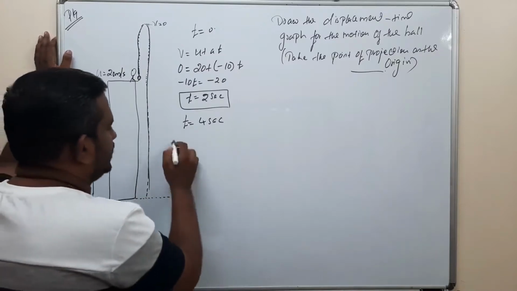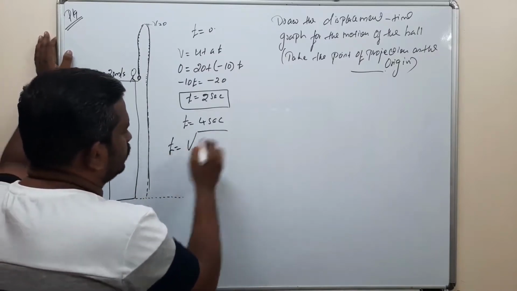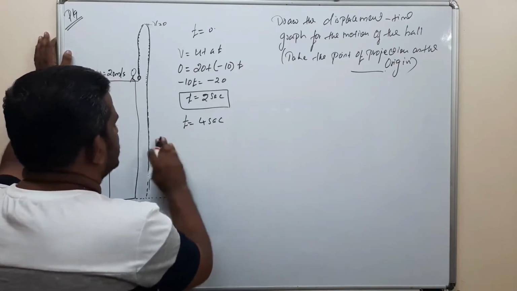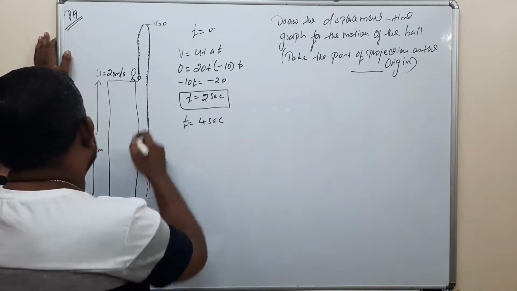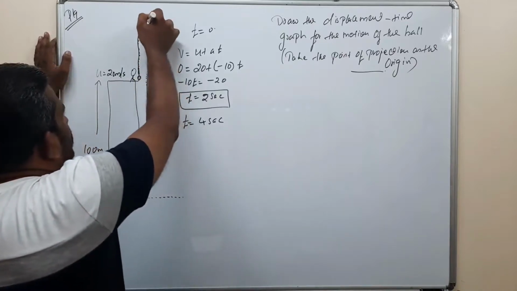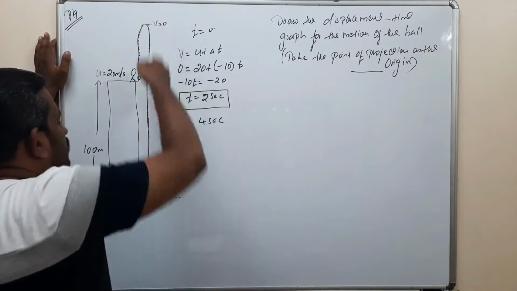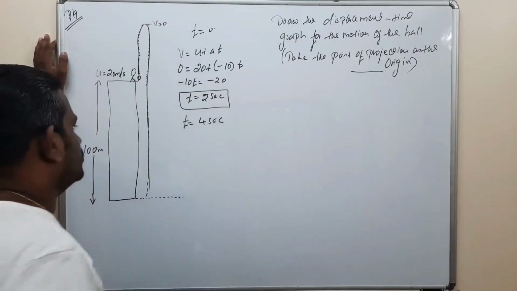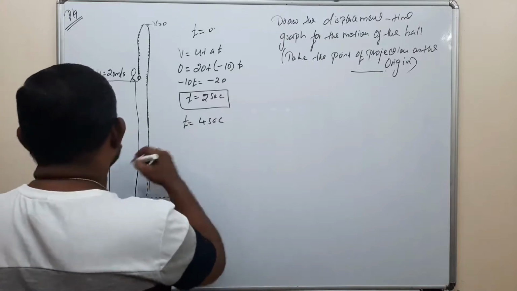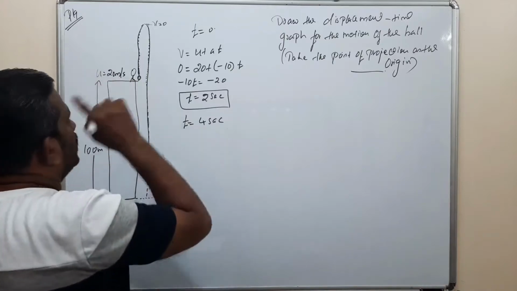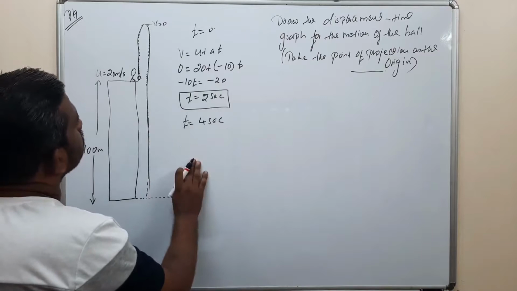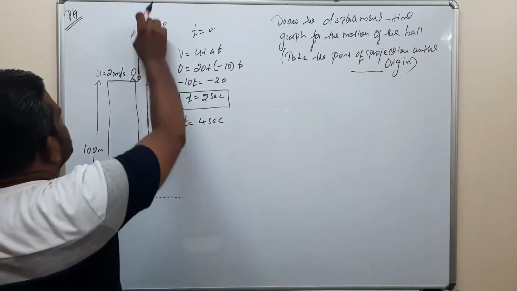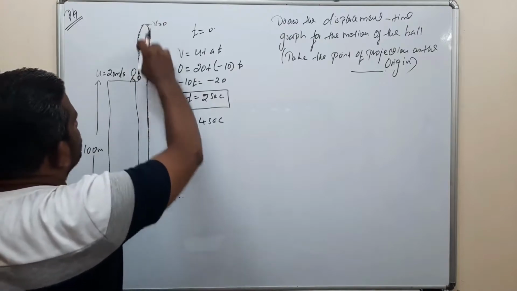From this point onwards I am considering the motion of the ball as just like free fall. So what is the maximum height reached by the ball? That is the distance.